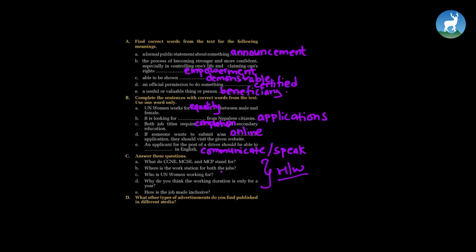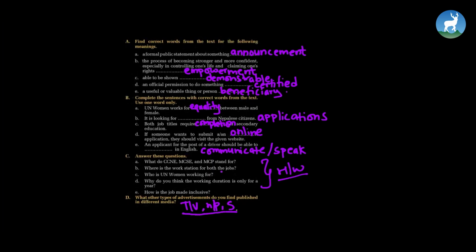Now, what other types of advertisements do you find published in different media? Different media can be TV, newspaper, or various social sites, like social websites or even social platforms. You can find all of those different published advertisements in different kinds of media.